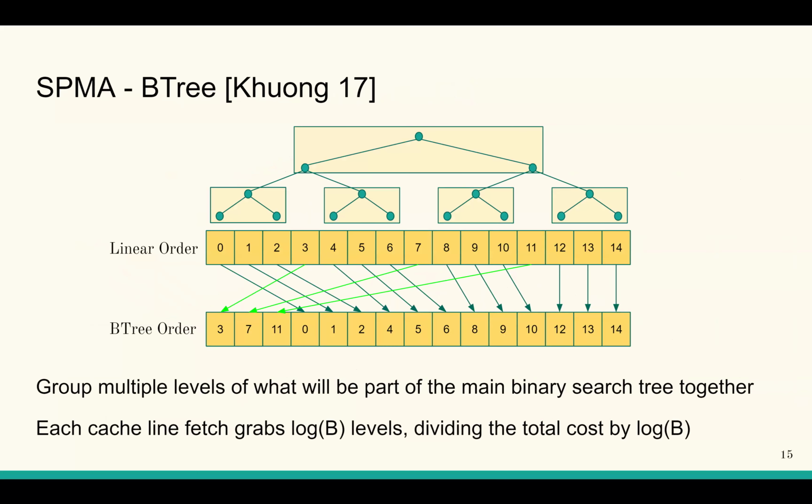The next thing we could do is actually put our heaps in a B-tree style order. This is a static B-tree order, where we take our blocks of data and again do heap style order. However, this way we can do blocks of size B. This way, each time we do a load, again in our external memory model, we can grab the next log B levels, dividing our total cost by log B.